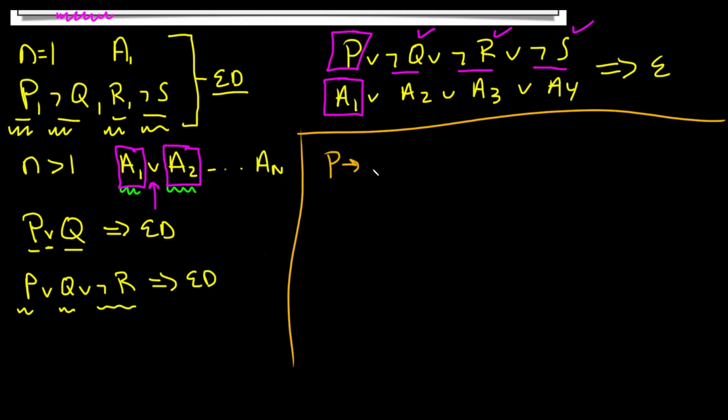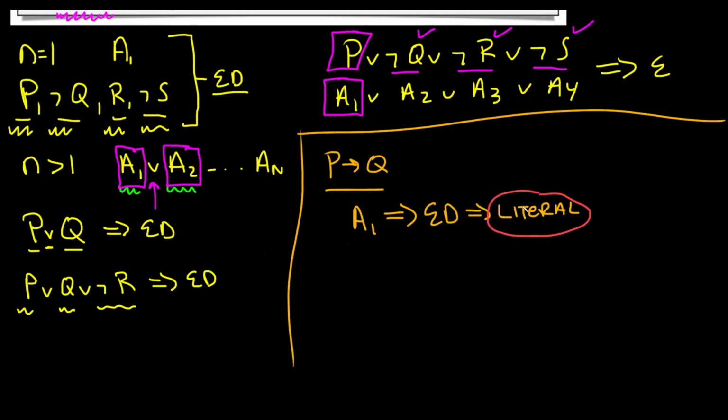So first, let's look at P right arrow Q. If we took P right arrow Q and treated it like a single formula, in order for it to be an elementary disjunction, it would need to be a literal. But since it is not a literal well-formed formula, this formula is not an elementary disjunction.